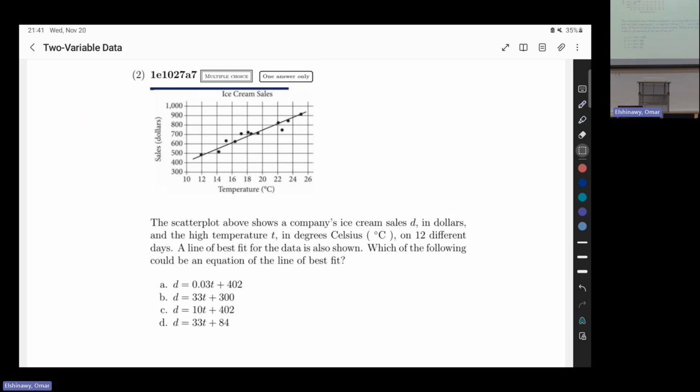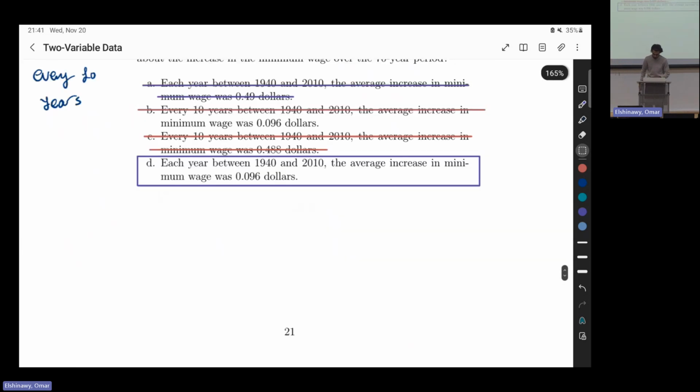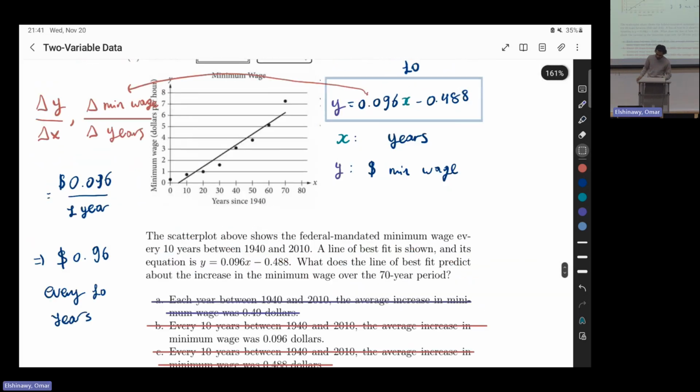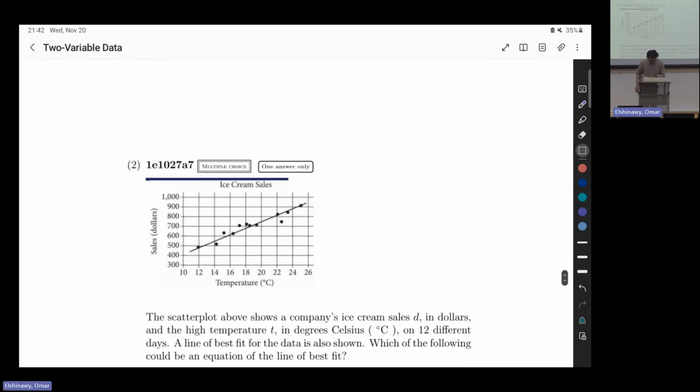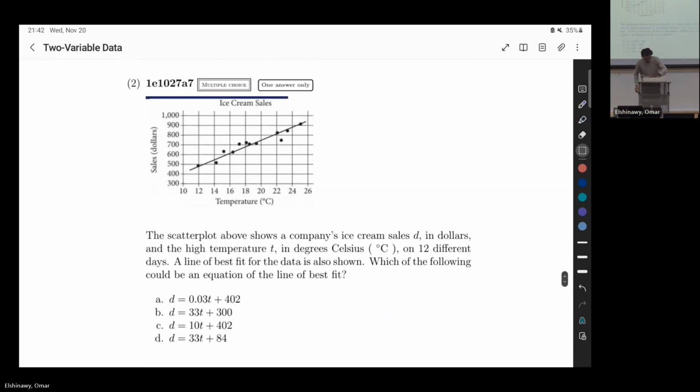By the way, the last question, what was it? 0.96. What year? 96. Every year or every 10 years? No, every year was the answer. Because with each step, X. Yeah, that's the most precise way to say it. Okay.